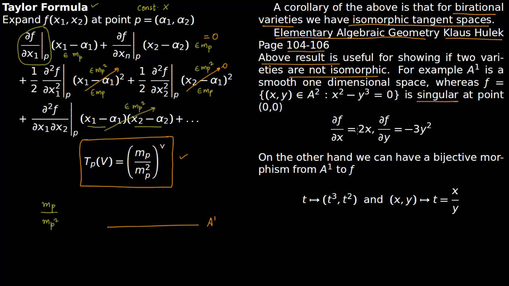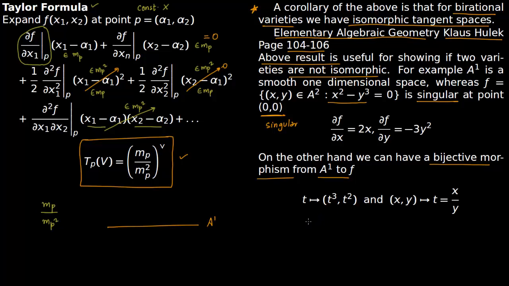because if you take your partial with respect to x and then partial with respect to y, 2x and minus 3y square, both of them vanish at (0, 0). So both the partials are vanishing, therefore it is singular. So by this result right here, these two are not isomorphic. A1 is not isomorphic to this x square minus y cube equal to 0. But now we will show that we can have a bijective morphism from A1 to F. So just in terms of sets you can have a bijective morphism, but they are not isomorphic as varieties.